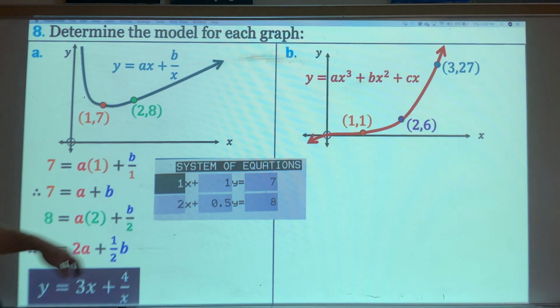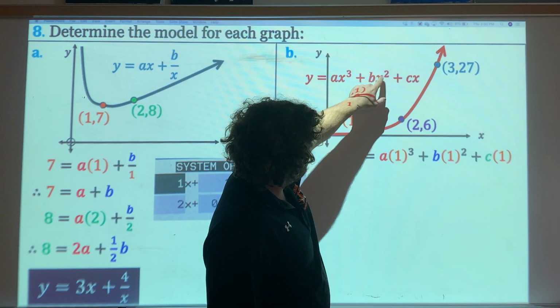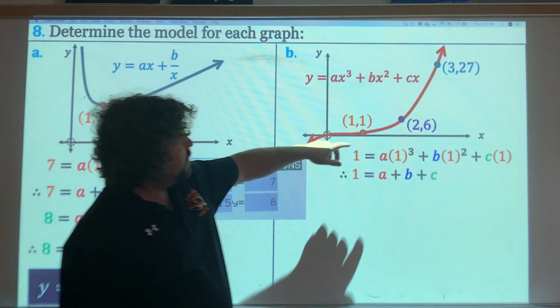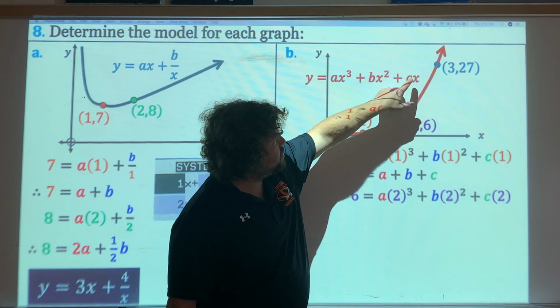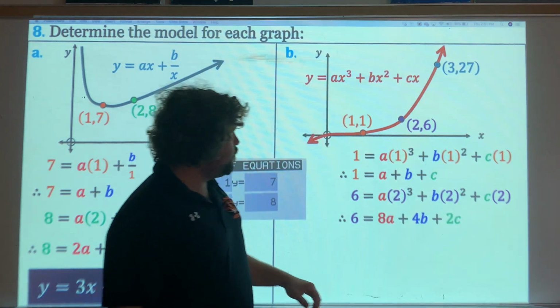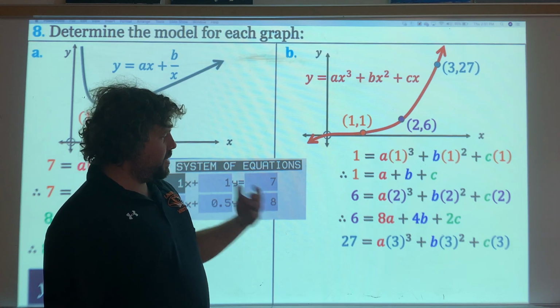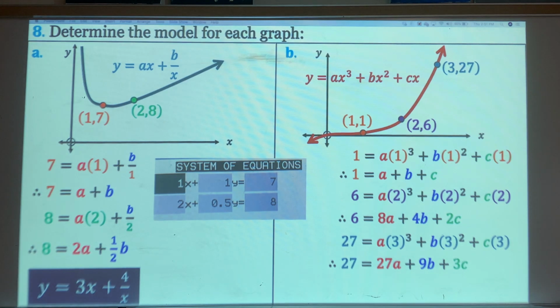Next one, 1 equals a(1) cubed plus b(1) squared plus c(1). These are all just a plus b plus c. 6 equals a(2) cubed plus b(2) squared plus c(2), that's 8a plus 4b plus 2c. And then 27 equals 3 cubed a, 3 squared b, 3c, that's 27a plus 9b plus 3c. Okay. Nice and easy.